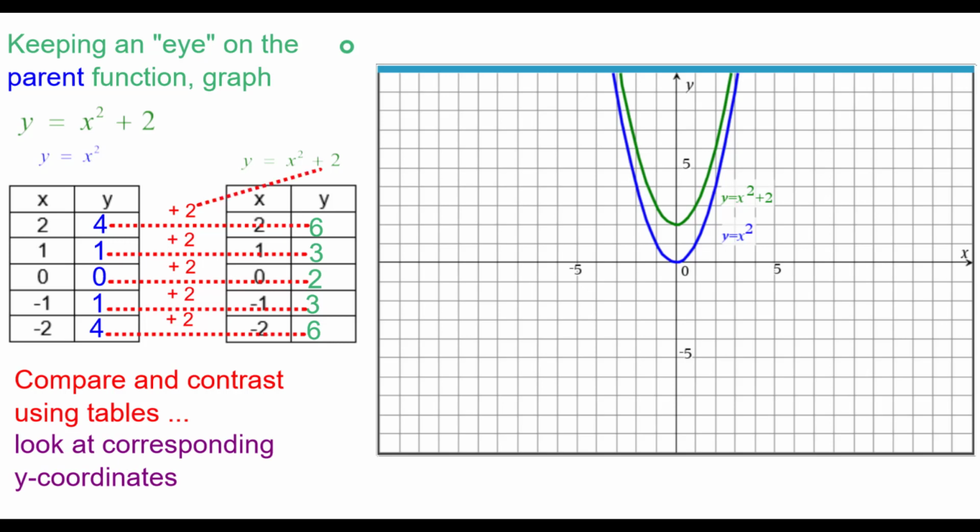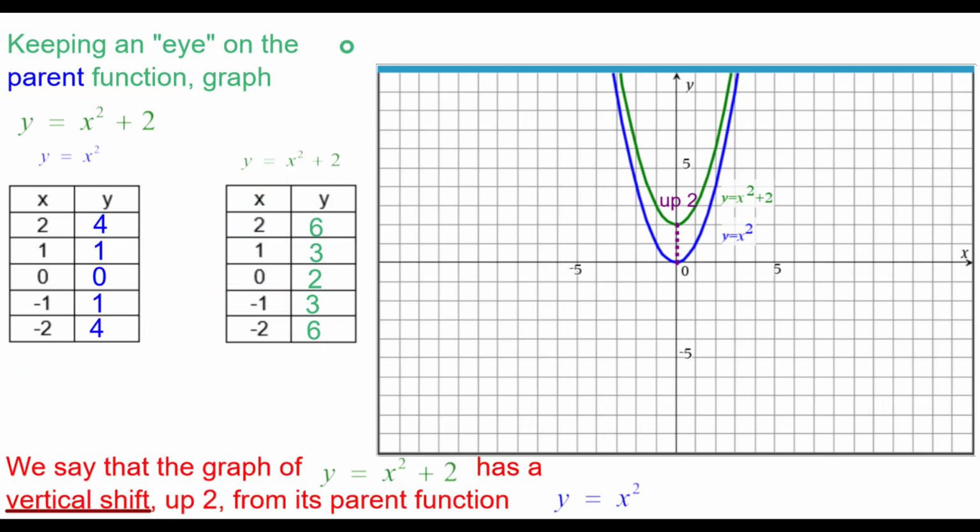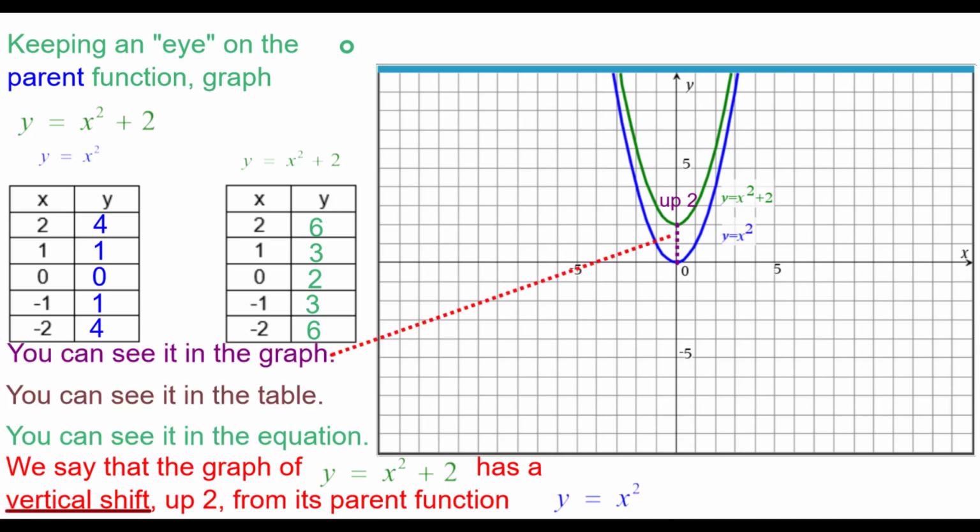And notice where that plus 2 also is in the equation. All the y coordinates are up 2. And again, the phrase we're going to be using is we say that the graph of y equals x squared plus 2 has a vertical shift up 2 from its parent function y equals x squared. We can see it in the graph. We can see it in the table. We can see it in the equation.